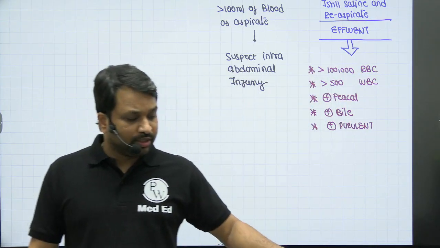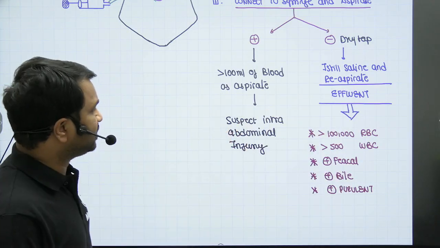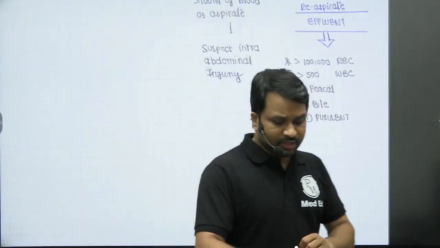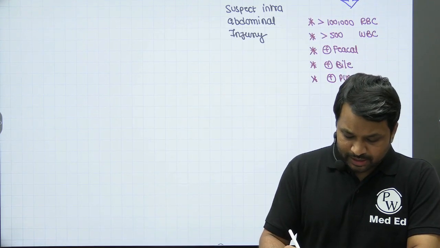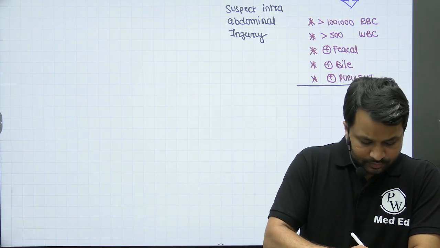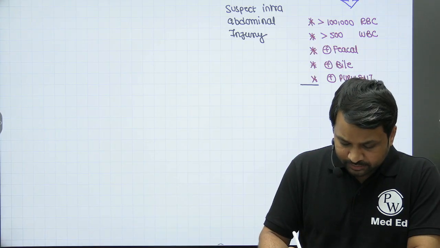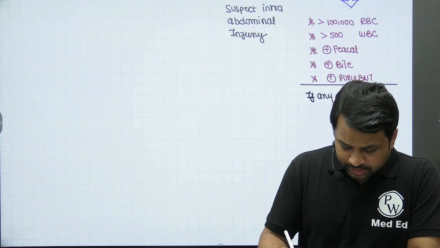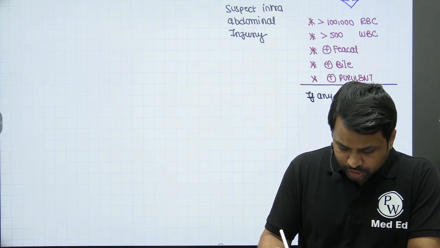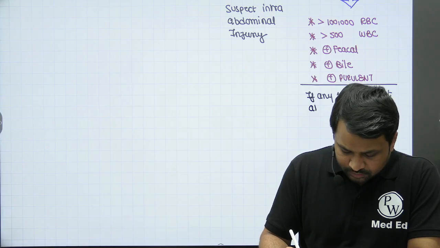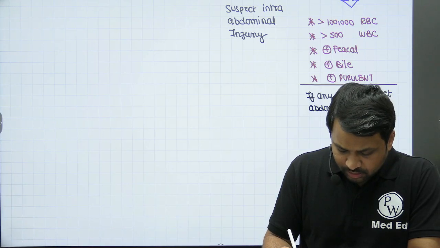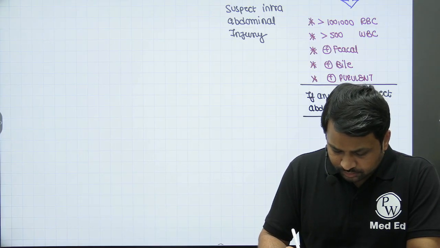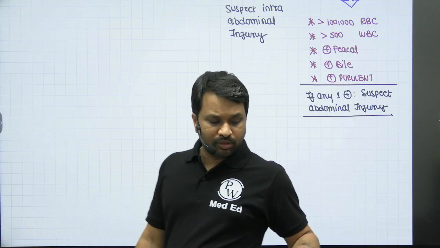So when you do this effluent mechanism, you instill the saline and do a reaspiration. On the analysis, if any one of them is positive, if any one is present, you should suspect abdominal injury. You can suspect abdominal injury, right?